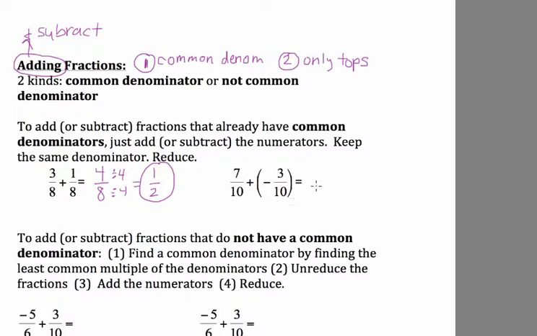The denominator is 10. Keep the denominator. 7 plus -3 is 4. A 2 can divide out of both top and bottom, so we will reduce. And your answer is 2/5.